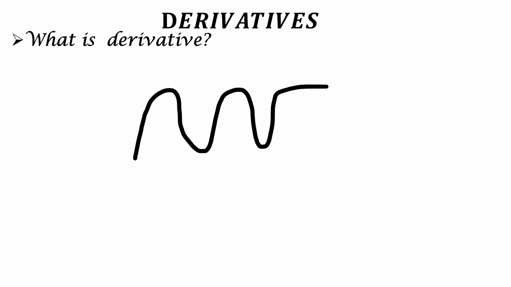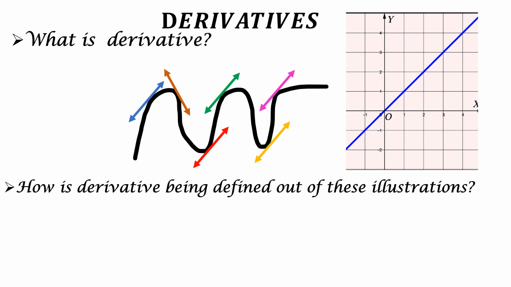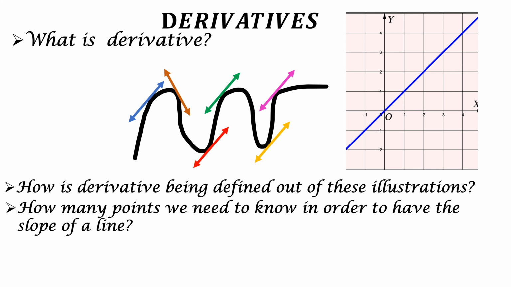Our video for today is all about derivatives. What is a derivative? Suppose you are given a curve and on the curve there are tangent lines. Suppose you are asked to determine the slope of each line. How is the derivative defined out of these illustrations? How many points do we need to know in order to have the slope of a line?